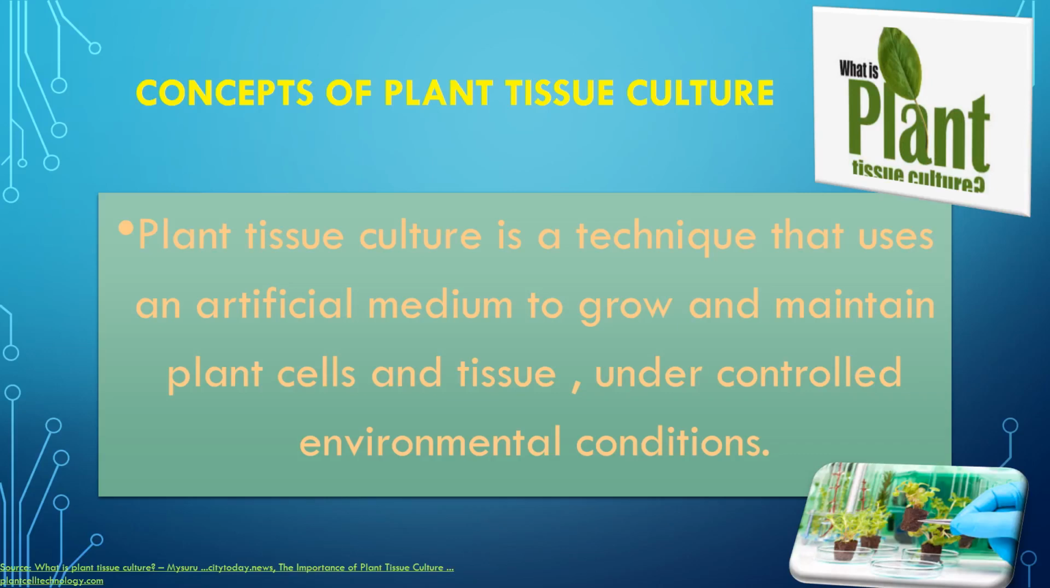Now, we will learn the concepts of plant tissue culture. We all know that plant tissue culture is the heart of biotechnology. Plant tissue culture is the technique that uses an artificial media to grow and maintain plant cells and tissues under controlled environmental conditions. Plant tissue culture is now becoming a very common technique that has been adopted for propagation of useful plant species under in vitro conditions. Plant tissue cultures are also used for manipulating genes to obtain plant secondary metabolites, that is, their active metabolites can be obtained using the plant tissue culture technique.